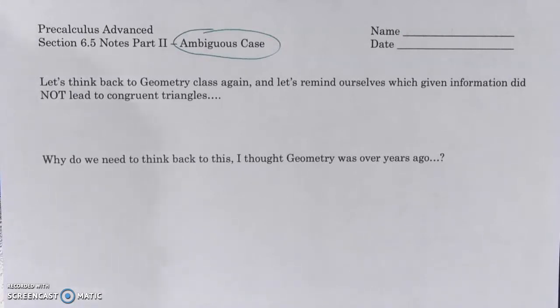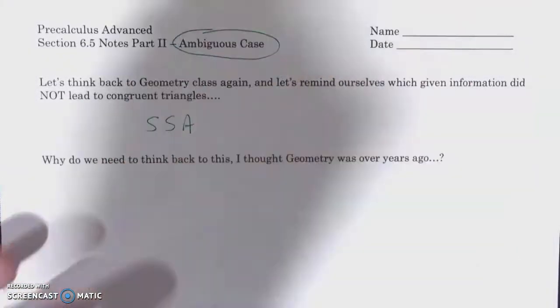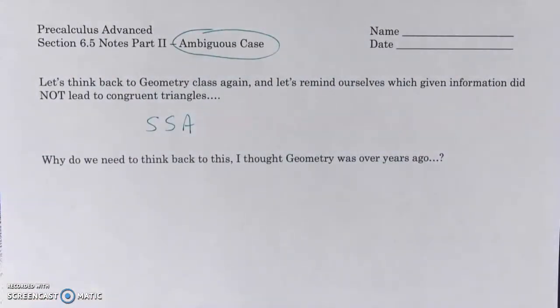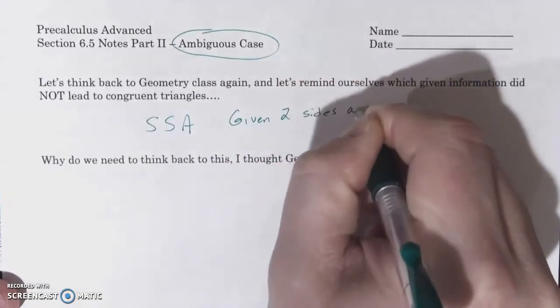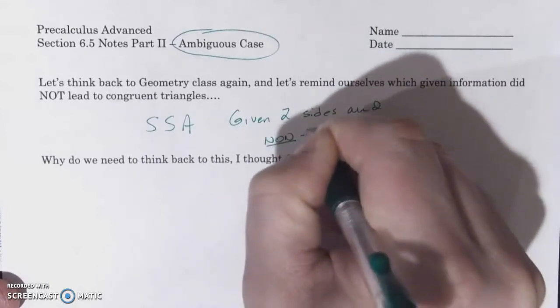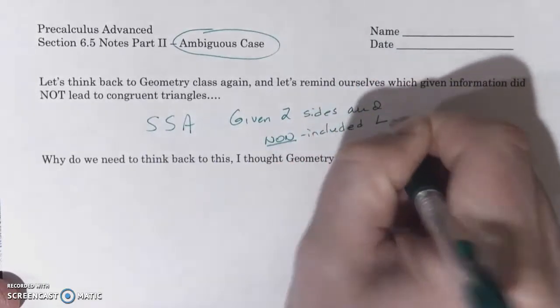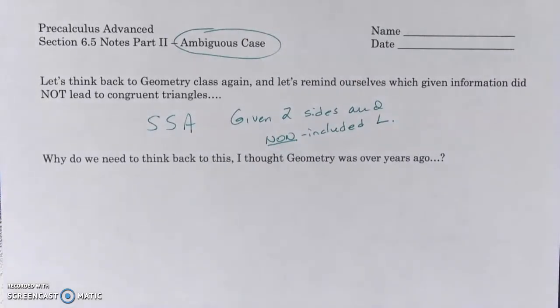We had 5 different postulates that we used to prove two triangles congruent. Side-side-side, side-angle-side, angle-side-angle, angle-angle-side. HL was for right triangles. I know we're not dealing with right triangles in this class, so there were 4 in that case. Your geometry teacher would have also told you that there was one that is commonly mistaken for a way we might be able to prove two triangles congruent, and that was our side-side-angle case. Basically, if you were given two sides and the non-included angle, we could not prove those two triangles congruent.